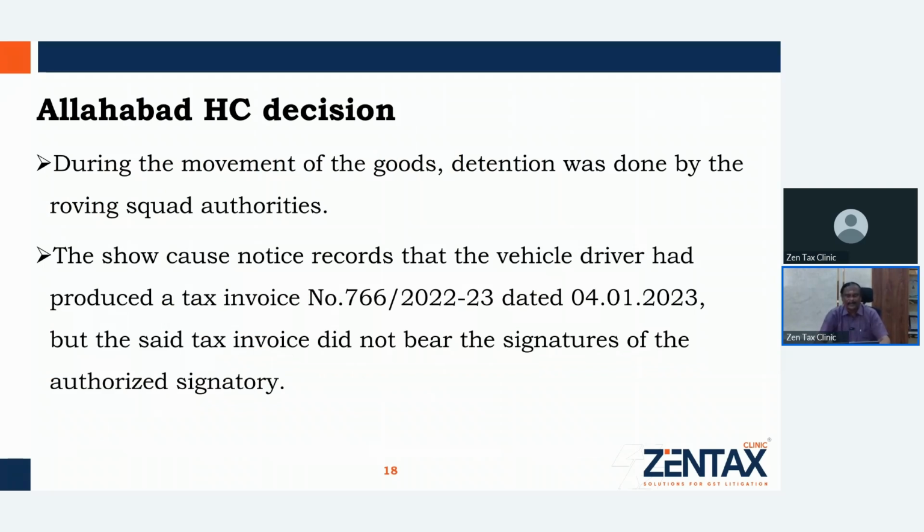Allahabad High Court decision. This is one of the important decisions. The roving squad caught that vehicle, and the party had the e-invoice and everything. The contention was that it did not bear the e-signature, or the signature of the authorized signatory, because one of the rules specifies it should have the signature of the authorized signatory. Because of this, the vehicle was detained. So this party went to the Allahabad High Court.